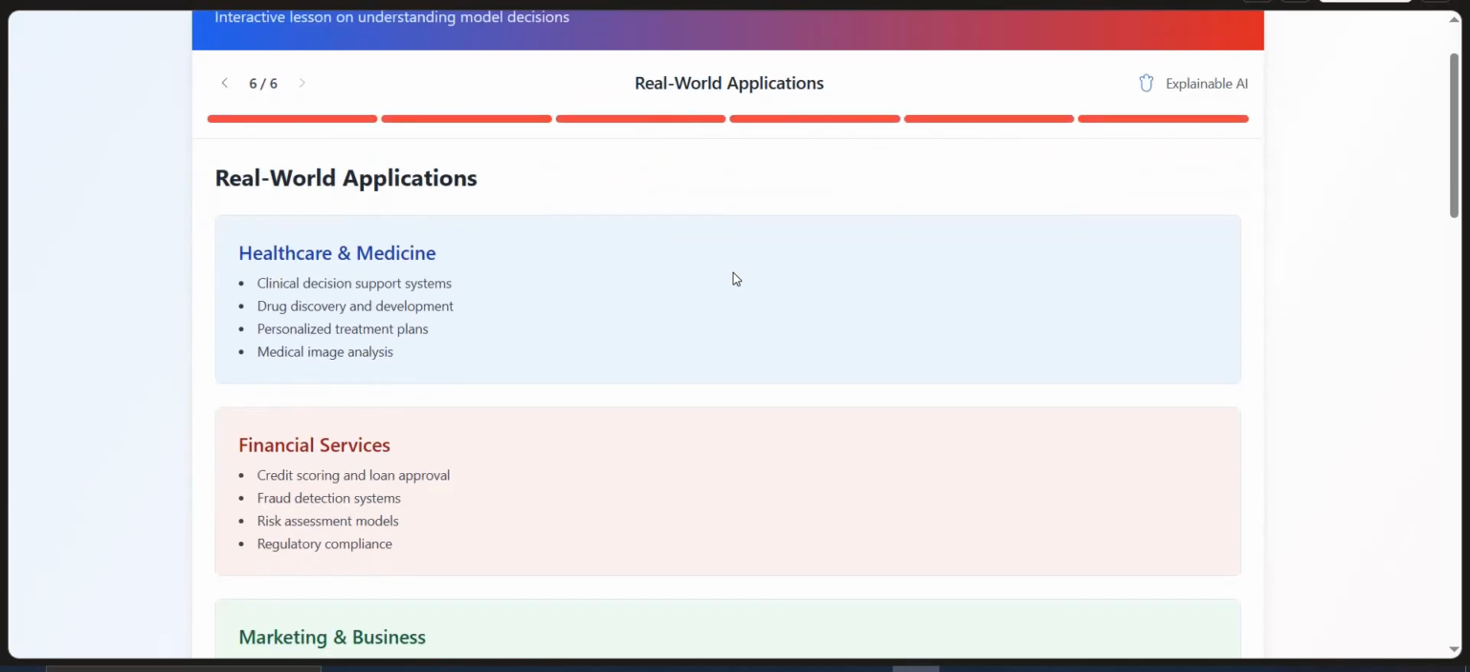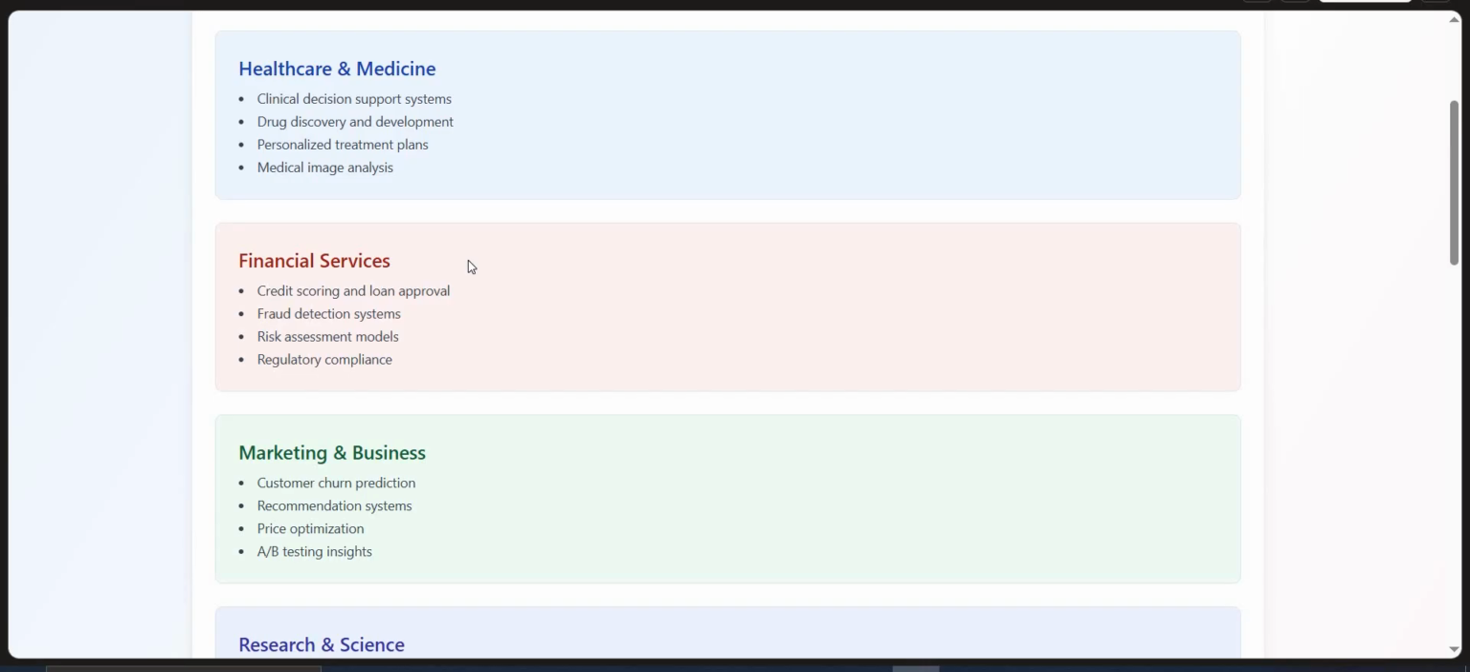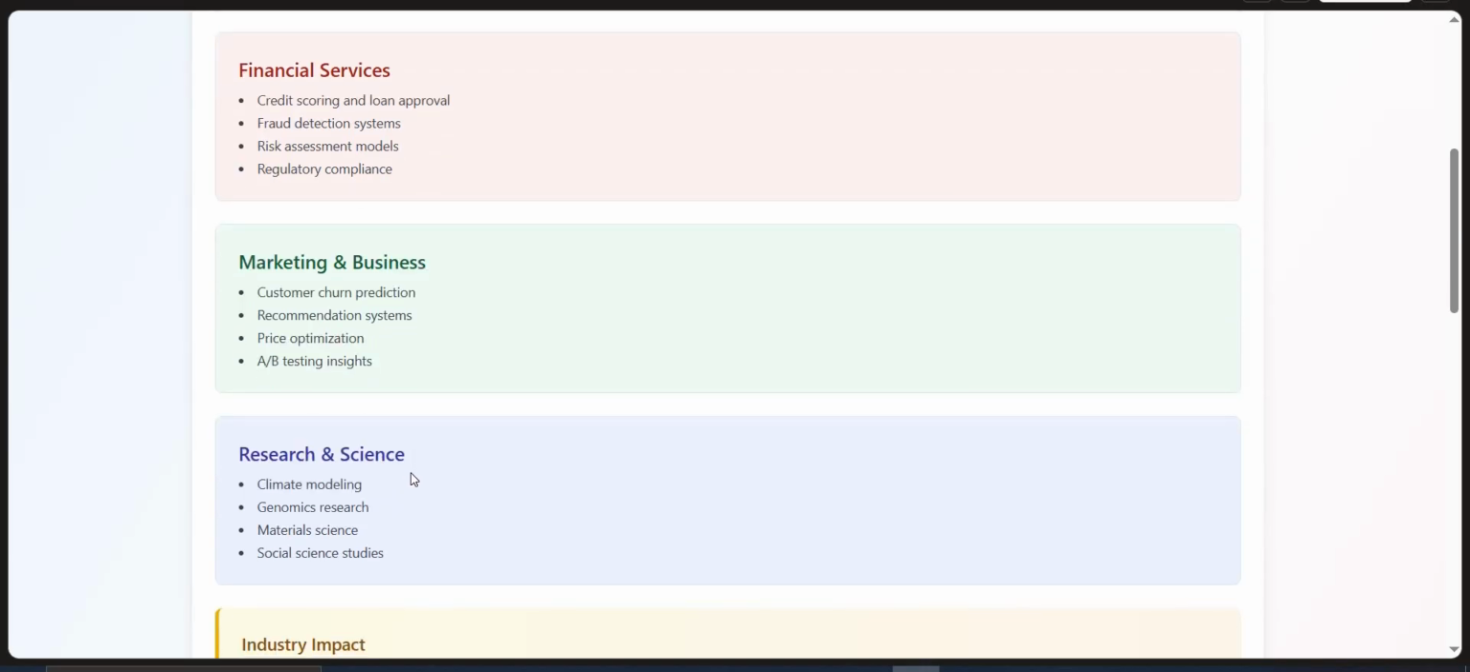And the final part, real world applications. In healthcare, SHAP helps with clinical decision support, drug discovery, and even medical image analysis. In finance, it supports credit scoring, loan approvals, fraud detection, and regulatory compliance. In marketing, it's used for churn prediction, recommendations, pricing, and analyzing A/B test results. And in research, it supports climate modeling, genomics, material science, and social studies.